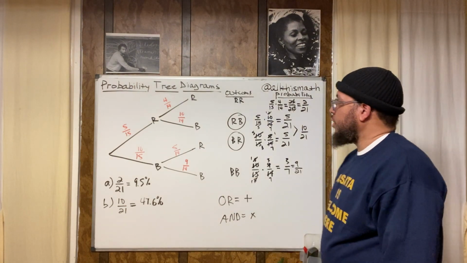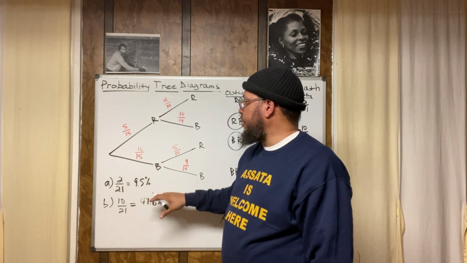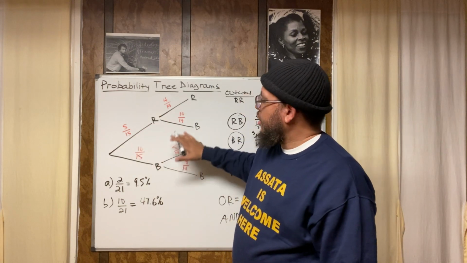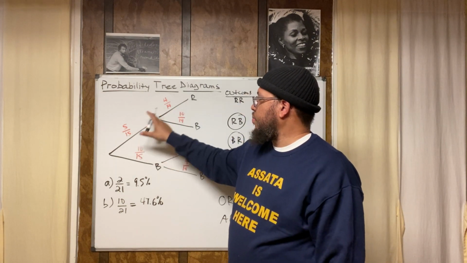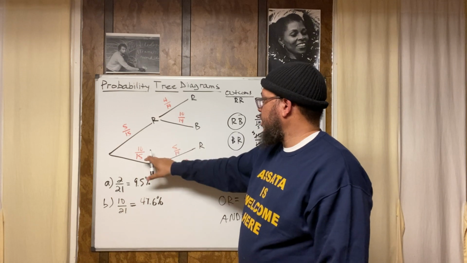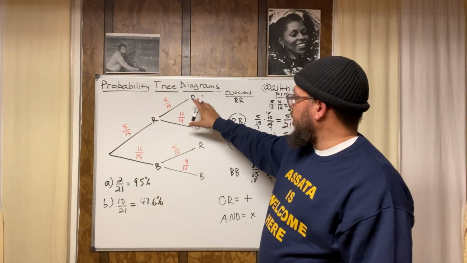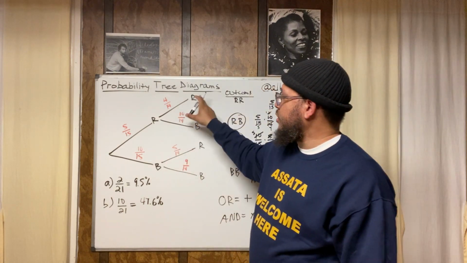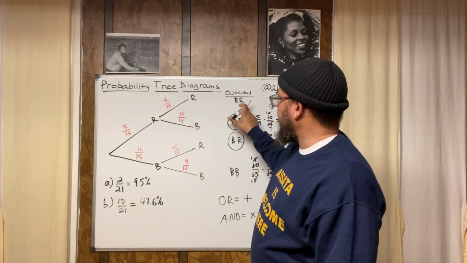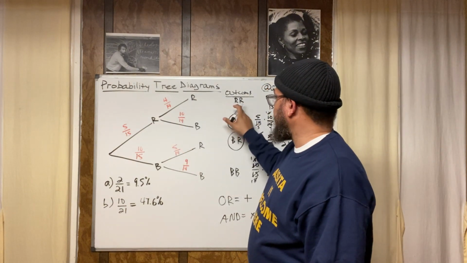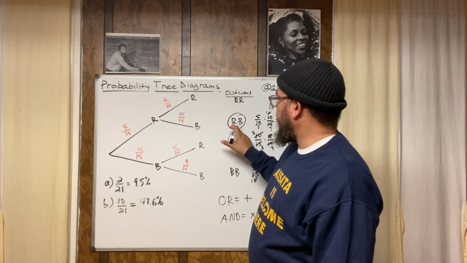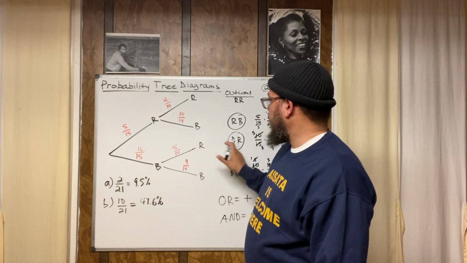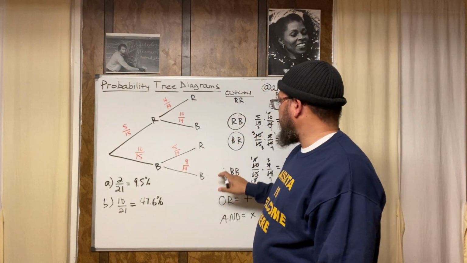All right? So again, with probability tree diagrams, you get to see the picture. You see all the probabilities written up here, and you see the outcomes at the ends of the branches. And you see how you got to the outcomes. You went from red to red, red to blue, blue to red, and blue to blue.